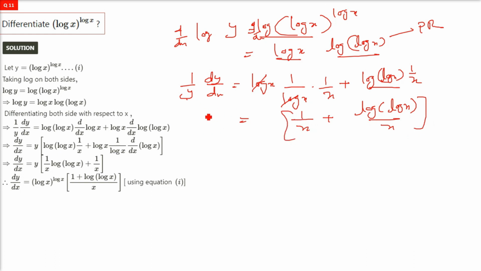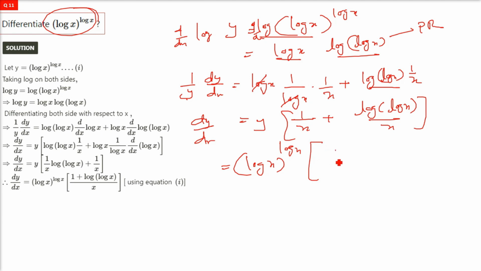Y you can take in the right hand side. So this dy by dx will be nothing but y into, y is what? Log x to the power log x. This is y. And we can take x in the denominator common. So 1 plus log of log x divided by x. This is your final answer. Okay.